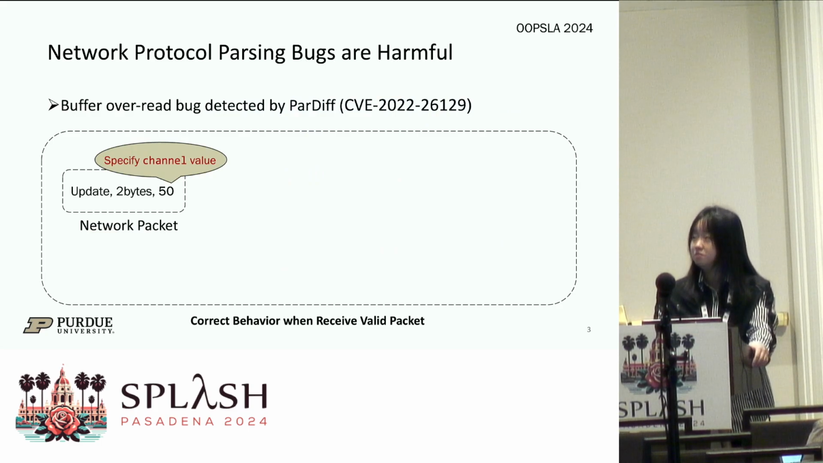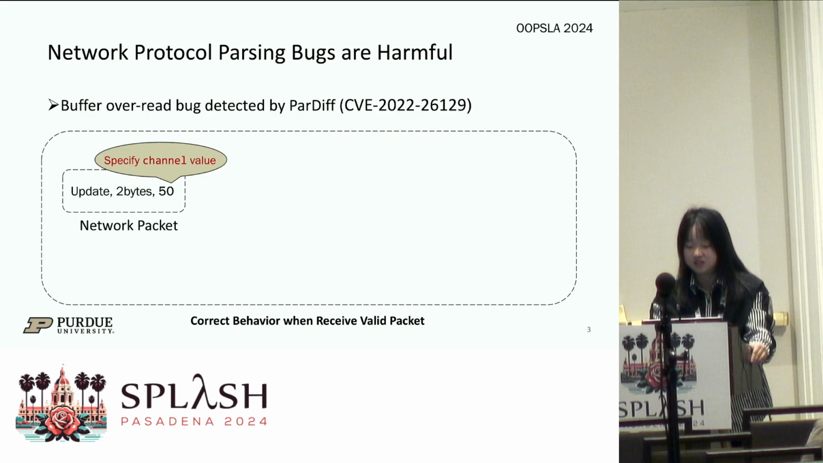Network protocol parsing bugs can lead to serious issues like security vulnerabilities or system miscommunications. Here is an example of a bug in the Babel protocol detected by our tool. Babel is a routing protocol that exists in both wired and wireless networks, and it is used to find the best routing path for data transfer. Before diving into this bug, let's first understand the correct behavior when receiving a Babel packet.